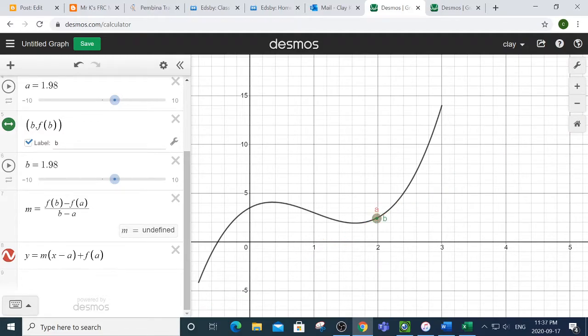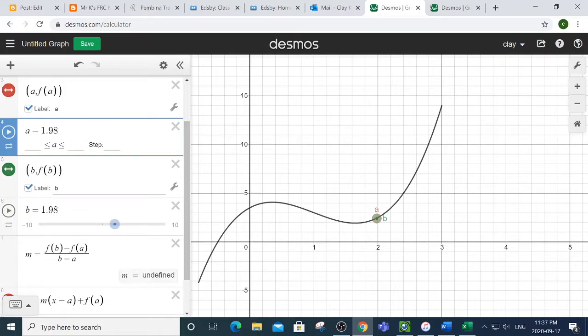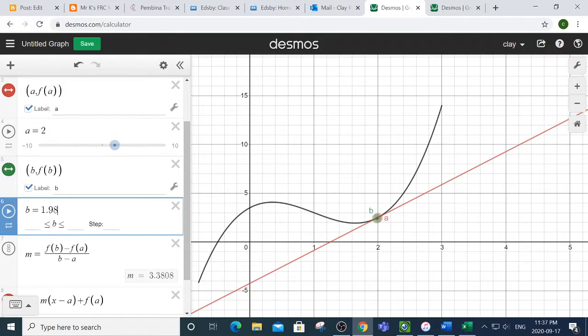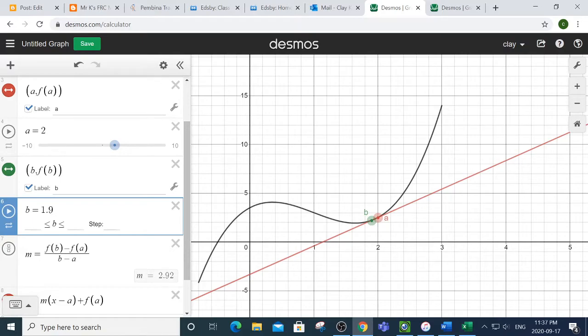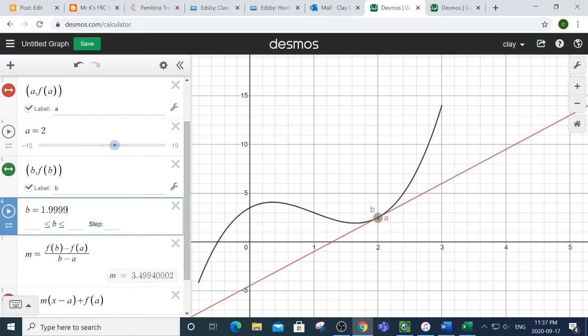So again, let's see if I can. Oh, my A, that's a problem. My A is not exactly 2 anymore. Let me fix that. There you go. A is 2. So my slope is very, very close to 3.5. My B is actually further over than my A. That's okay. Approach A from either side, and you should still get closer and closer to that 3.5. See, we're getting closer and closer to 3.5 from the other direction. And now, B and A are so close that this might as well be what we call a tangent line.